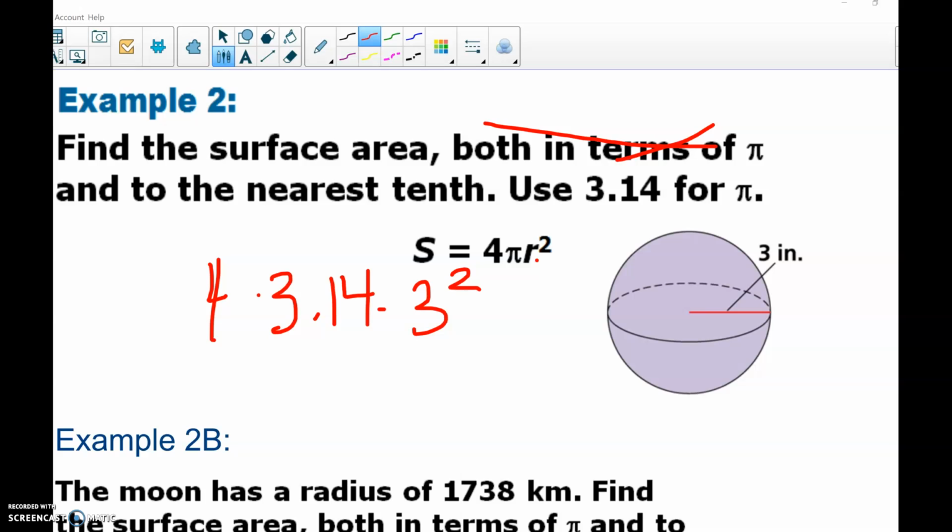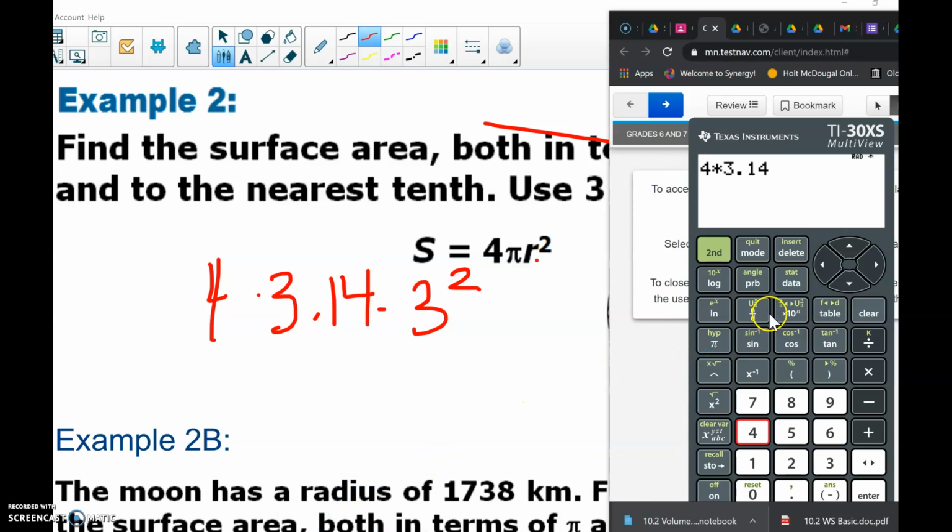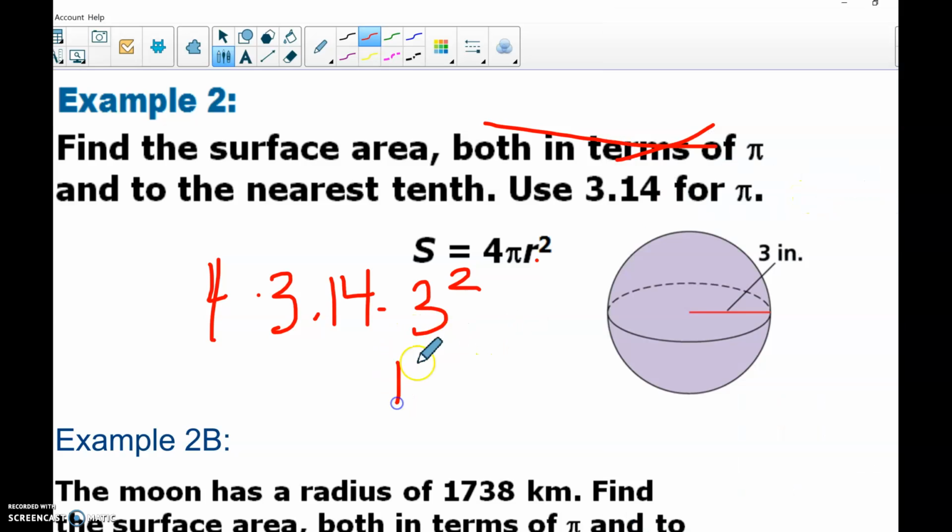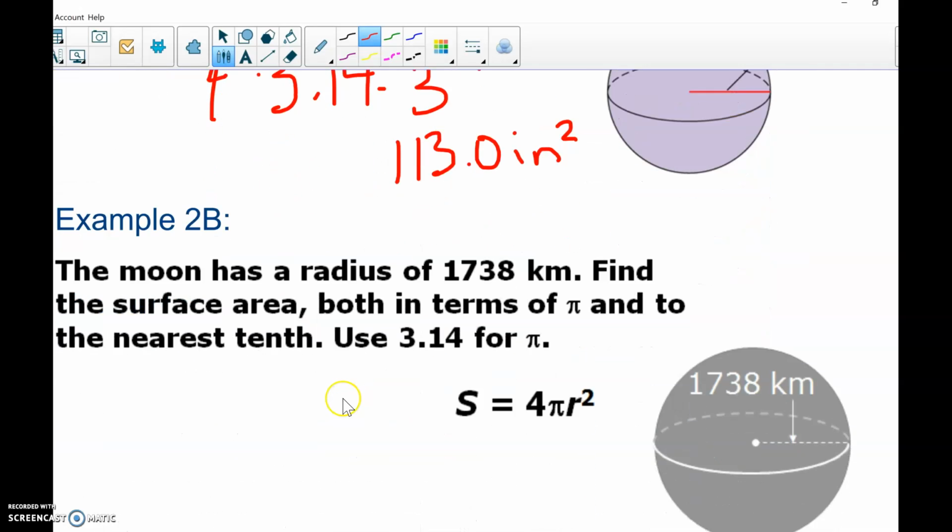Oops, come back. Times 3 to the second power. And we're just rounding to the tens place, so it is just by chance the same as the other one. 113.0 inches squared. Squared because we're doing surface area. Okay, you guys try this one.